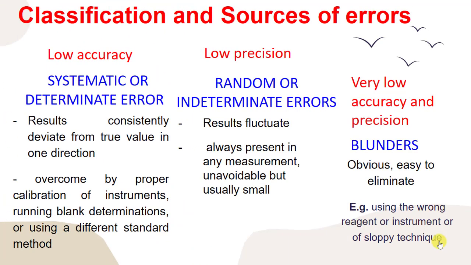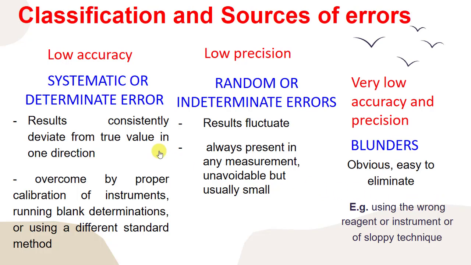So we have just talked about the accuracy and the precision. Accuracy is evaluated by absolute and relative errors. The precision is evaluated by standard deviation and coefficient of variation. And what is the reason for low accuracy or low precision? It is that we have some errors.